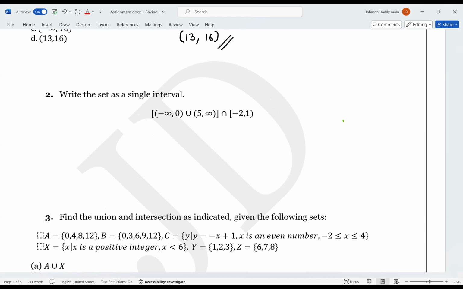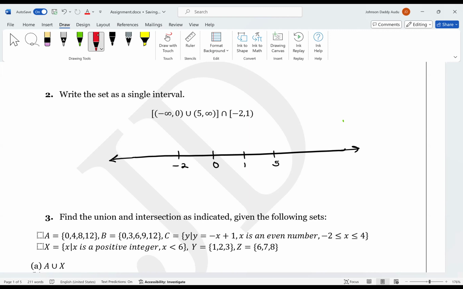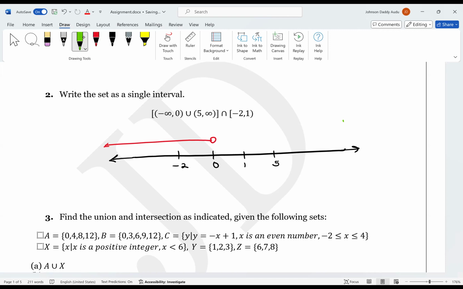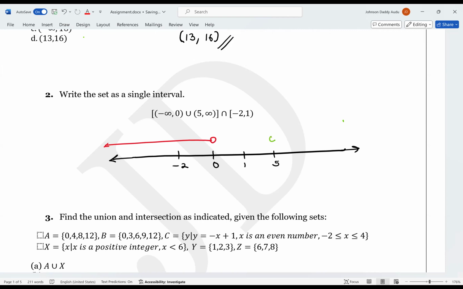Next is a similar question. So here as well, we do the same. Zero, we have 1, there is 5, and there is -2. So from -infinity to 0, open somewhere here. Then we have from 5 to infinity, which is 5 open as well, to infinity is still somewhere here.